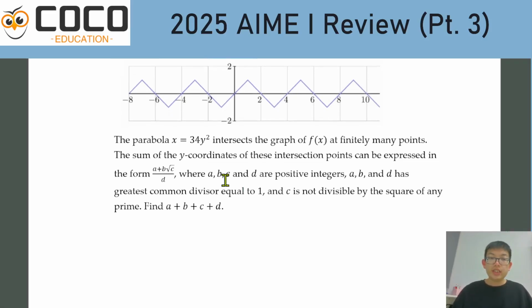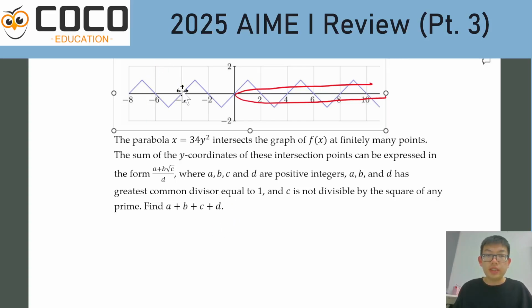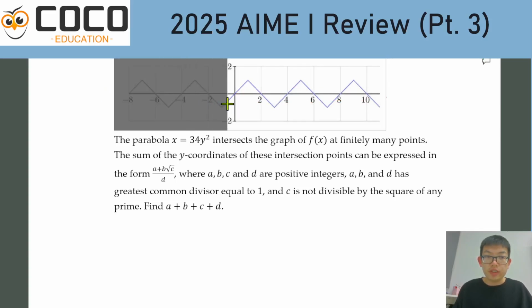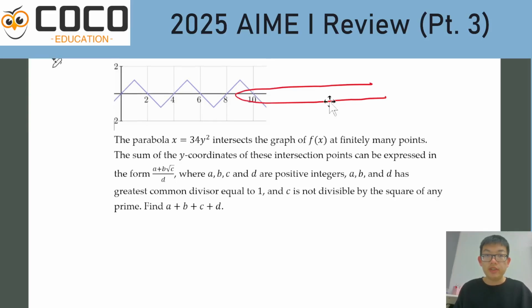I am interested in a parabola that intersects this graph. This parabola is x equals 34y squared, which is not y equals 34x squared, it's x equals 34y squared. So it would actually go down, let's say, this side. And therefore, I could essentially ignore the negative portion of this graph. So let's do that and save a little bit of space.